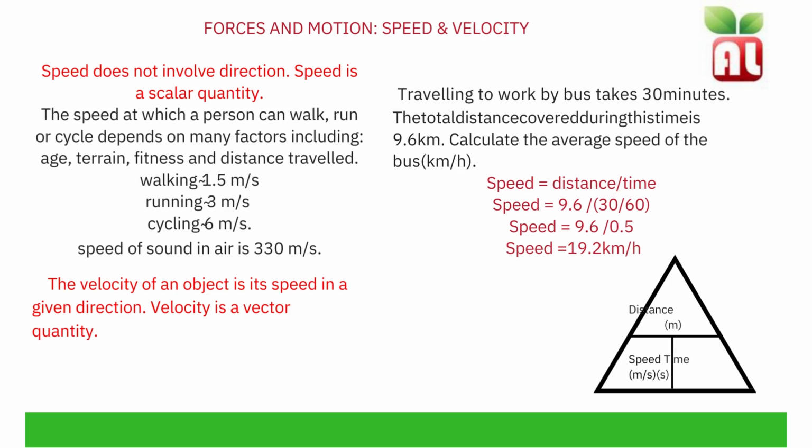The approximate running speed for a person is 3 metres per second. And the approximate cycling speed is 6 metres per second. The speed of sound in air is 330 metres per second. The velocity of an object is its speed in a given direction. Therefore, velocity is a vector quantity.